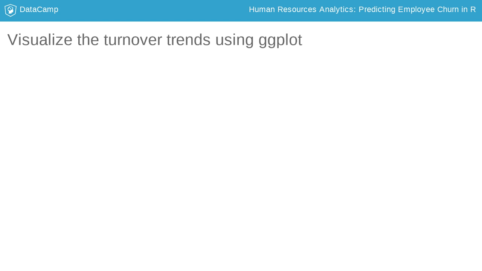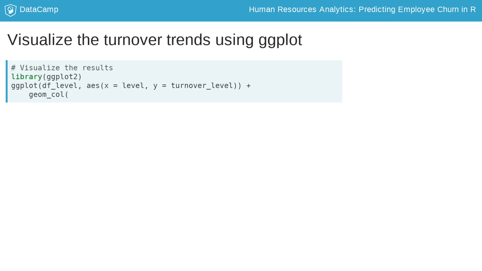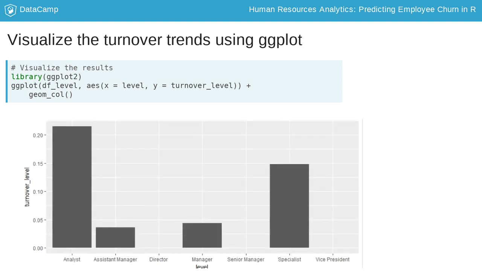Visualizing your data generally helps when you're comparing several values. You can plot a bar graph of the level-wise turnover rate using the geom_col layer, and by placing the level on the x-axis, turnover rate on the y-axis. As you can see here, turnover rate is highest at the analyst and specialist levels.